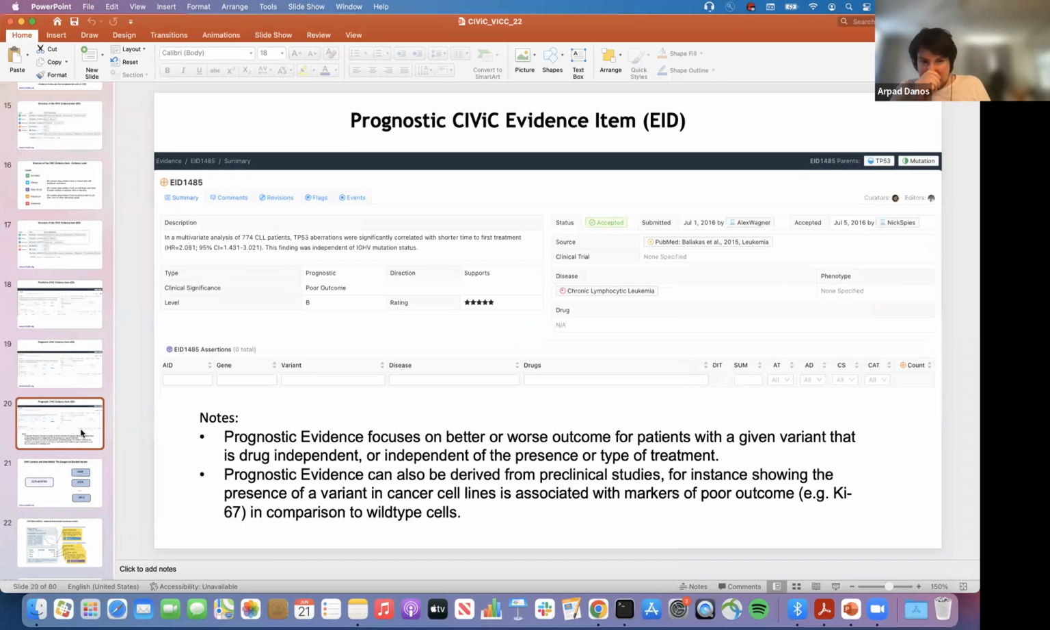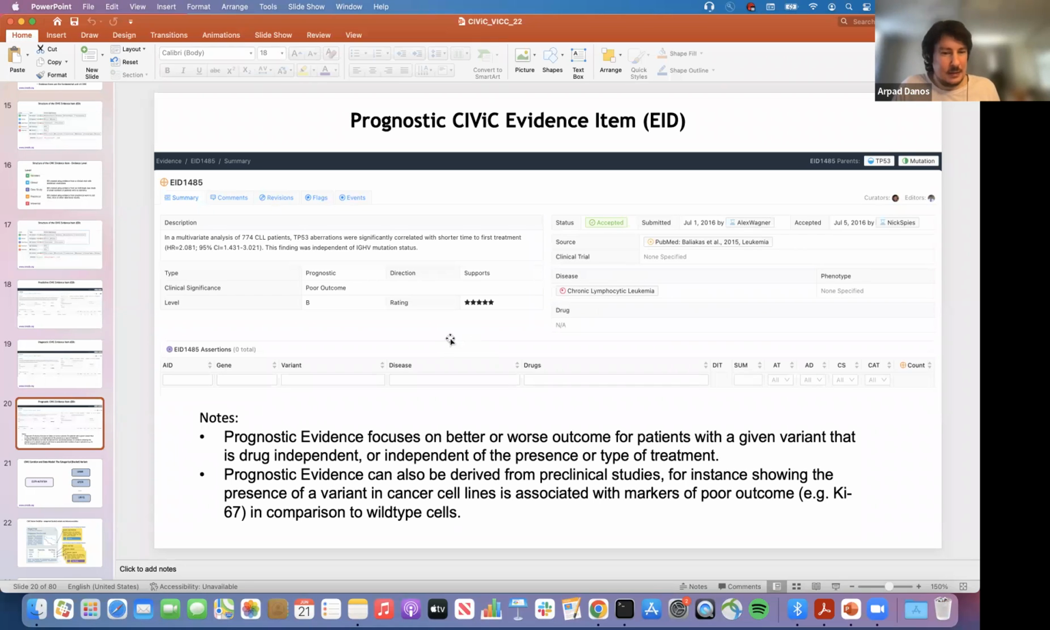Moving on, we'll see prognostic, direction supports poor outcomes. So this is for TP53 mutation. This variant type is a sort of generalized variant, any type of TP53 mutation. This is level B, so it's a collection of patients. In this large multivariate analysis, TP53 mutations were correlated with shorter time to first treatment. So it's kind of like a shorter progression-free survival. And I think that's submitted by Alex.